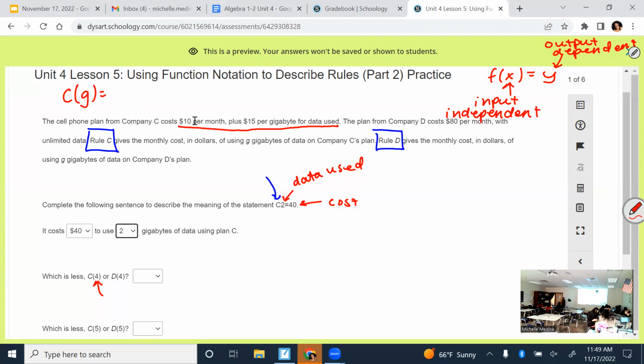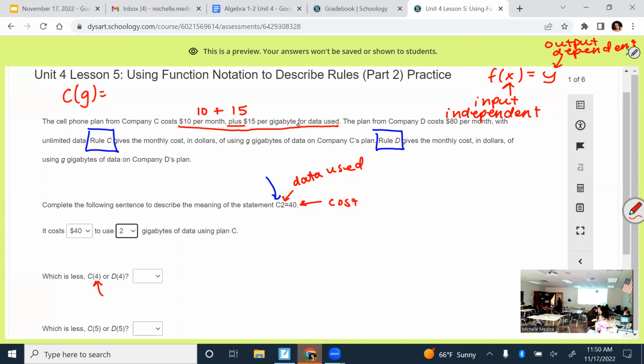Think back to when we did that translating way back in August, September in this class. So 10. It's per month, but this whole thing is just the cost of 1 month, so I don't need to times it by anything. Plus means what symbol? Adding, good.